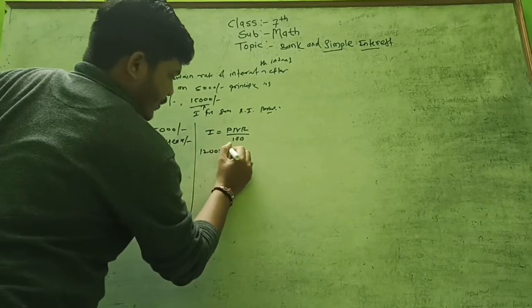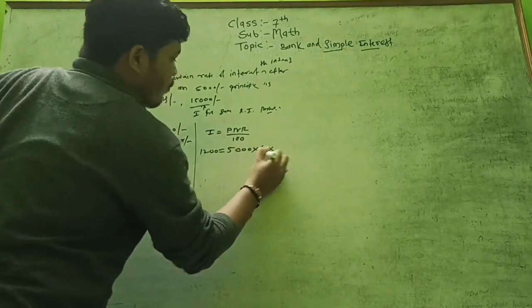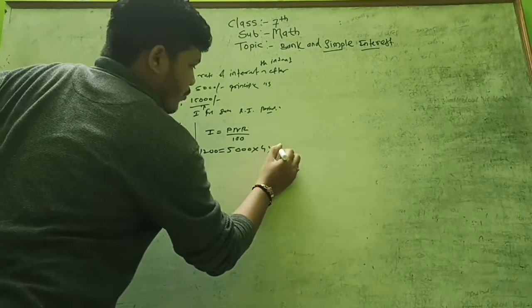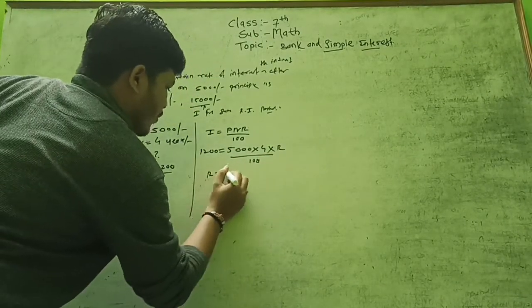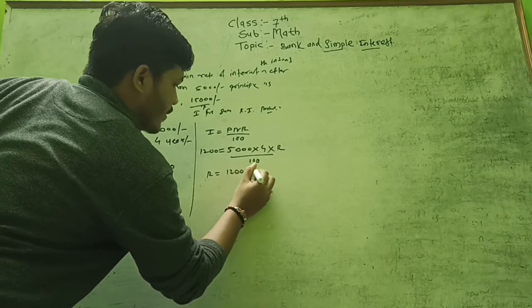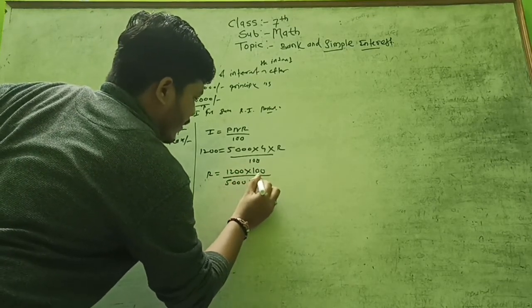So what is the principal? Principal is 5,000 rupees, multiplied by n, which is 4. And what is the rate of interest? We have to find the rate of interest, multiplied by 100. So the rate of interest is 1200 rupees multiplied by 100 divided by 5,000 multiplied by 4.